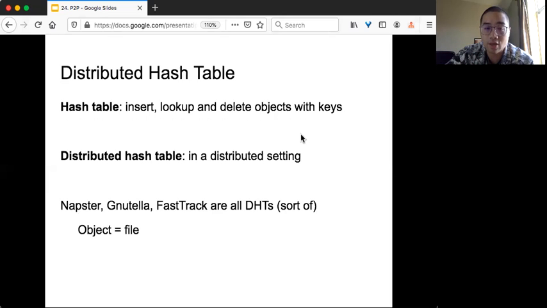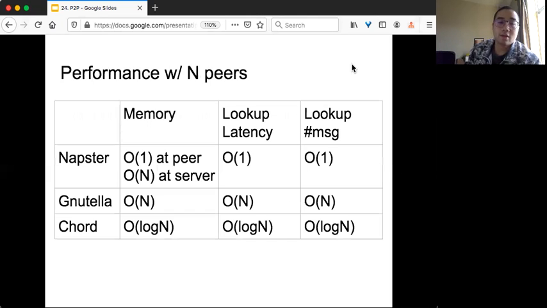And for a distributed hash table, DHT, basically you do this thing in a distributed setting. And if you think about it, Napster, Gnutella, FastTrack, they are all kind of DHT. Just that you store some music files, but if you want to store arbitrary files, arbitrary objects, you can still do that. And then suppose you have a system with N peers, then what are some performance measures that we really care about? The first one is memory, how many things you need to keep track of, and then lookup latency, meaning how long does it take for me to figure out where my content is, and also, if I want to do this, how many messages do I need?